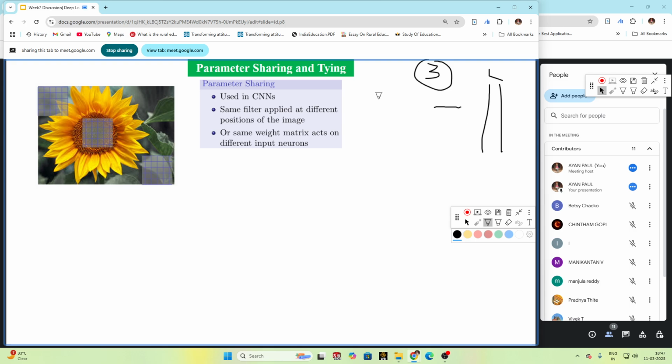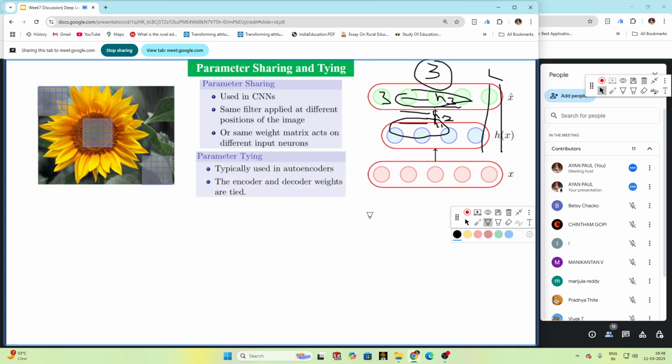Earlier, I had 3 hidden layers, so for 3 hidden layers I had 3 sets of weights. For h1 I have 1 set of weights, for h2 I have 1 set of weights, and for h3 also I have 1 set of weights. So I had 3 different sets of weights earlier. But now I can do parameter sharing. That means I can equalize the weights of the h1 layer and the h3 layer. By that, I am decreasing the number of parameters.